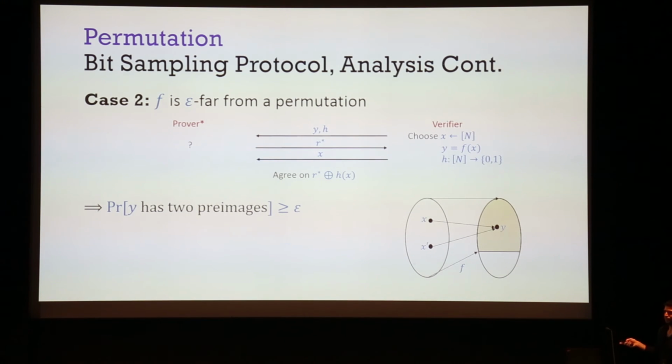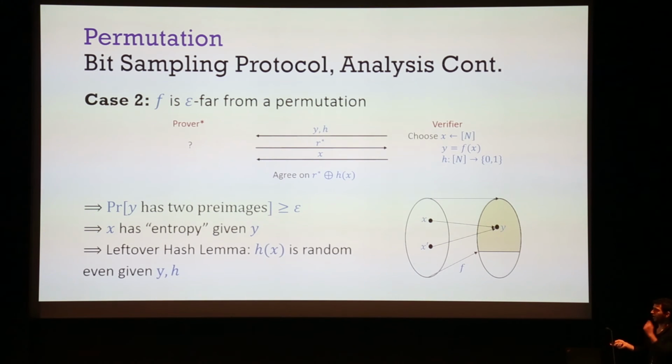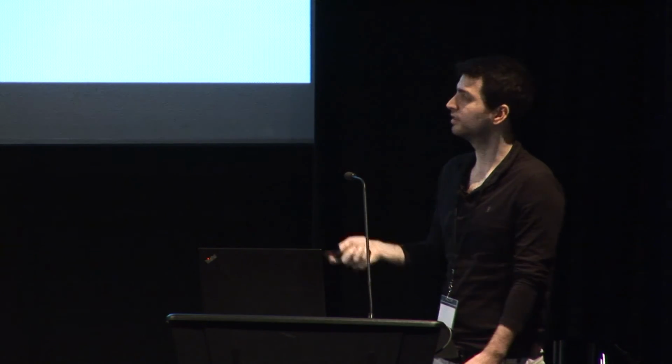Given this, we say that x actually has some entropy given y. So when the prover sees y, it doesn't actually know what the value x is. And because of that, we can use the leftover hash lemma and say that h of x is uniform even given y and h. So if h of x is uniform, then this value is also uniform. So this concludes the bit sampling protocol, and combining it with the honest verifier protocol that we saw, we get the full protocol for permutation. Again, a very efficient protocol.